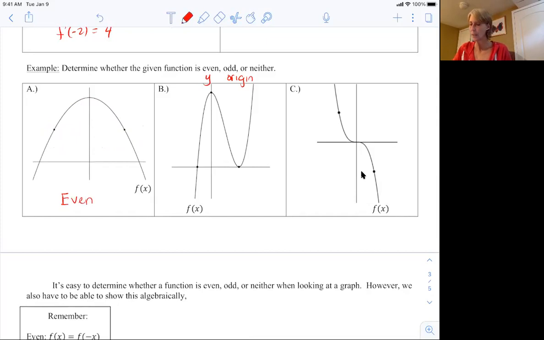In example B, if I'm looking for symmetry, I don't really have it. If I'm going to fold on that line, it's not a mirror image. So this is neither. And for example C, if I pick out some key points to look at, I notice if I reflect through the origin, and even if I took a different point, I see that reflection through the origin, or symmetry with respect to the origin. So this function here would be odd.